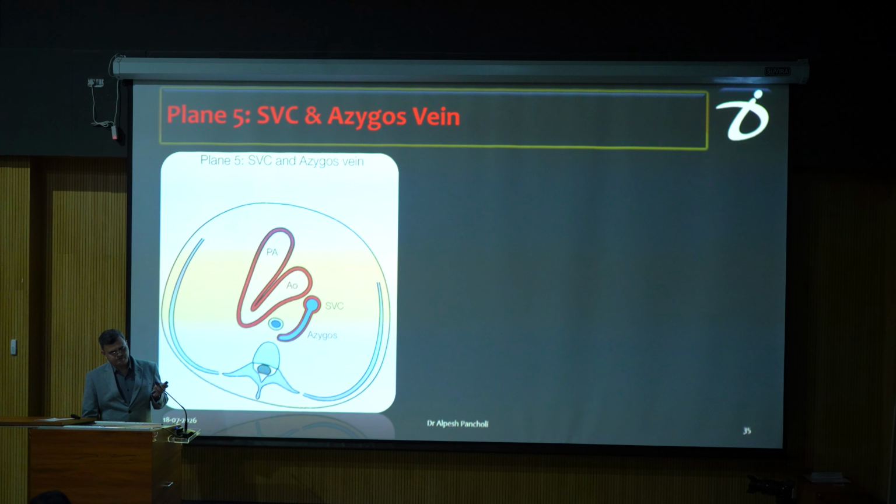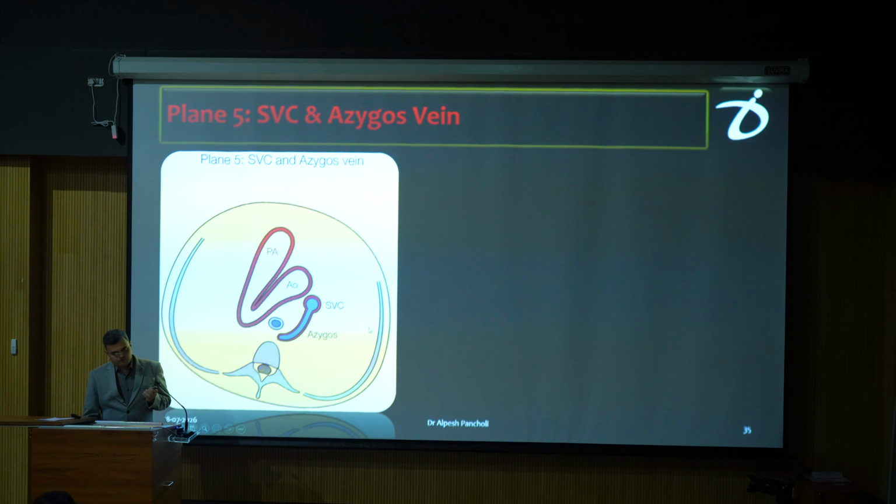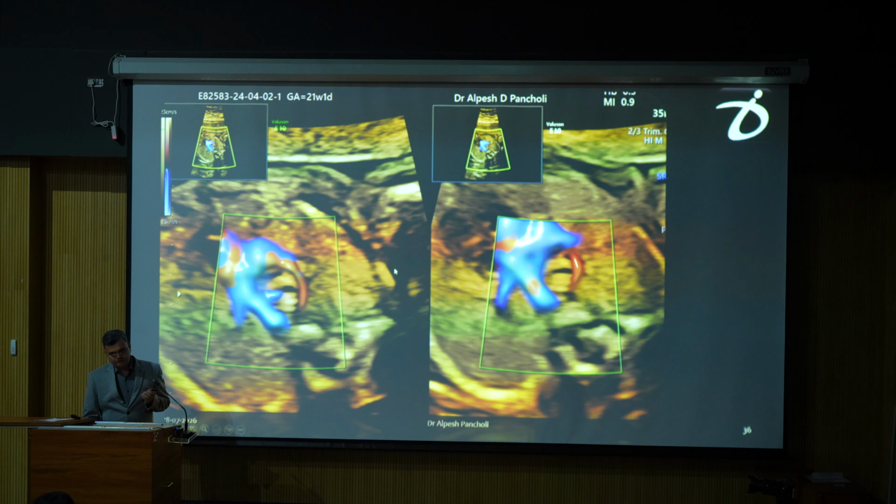Now coming to the SVC and azygous vein, this is at the 3-vessel trachea view. So we have a small vein joining into the SVC. On the color Doppler with low PRF, we can see the azygous vein is joining.